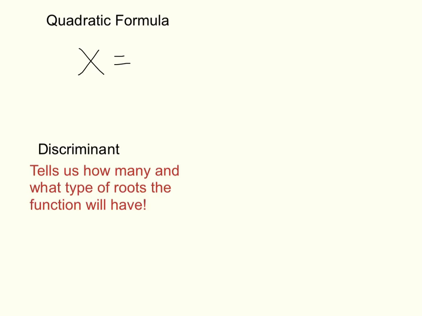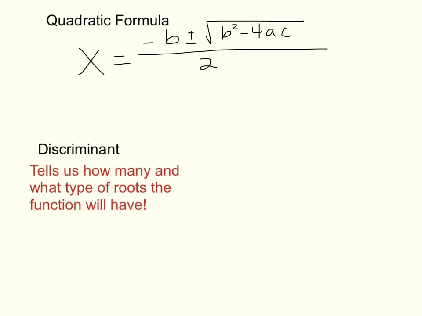So it's x equals negative b plus or minus the square root of b squared minus 4 times a times c, and the whole thing is over 2 times a. So make sure you have this written down and make sure you start memorizing it if you don't remember it already. And then the discriminant tells us how many and what type of roots the function is going to have.